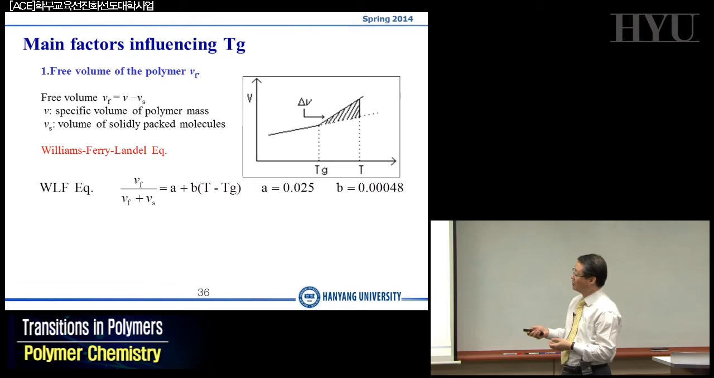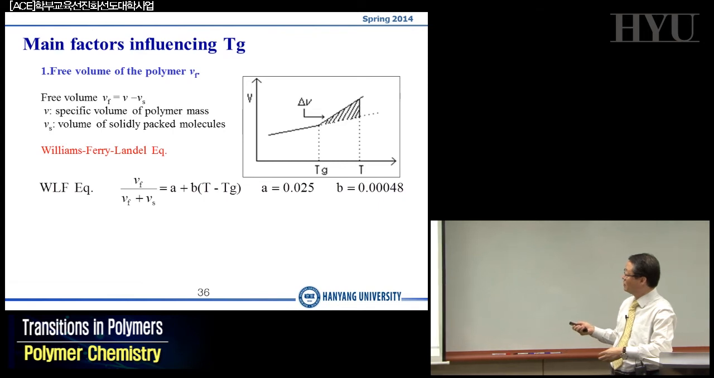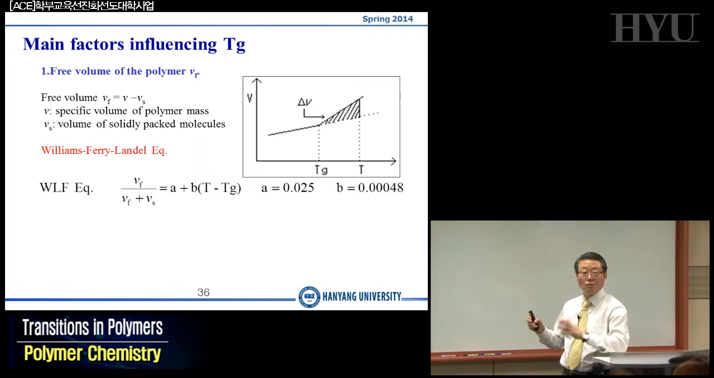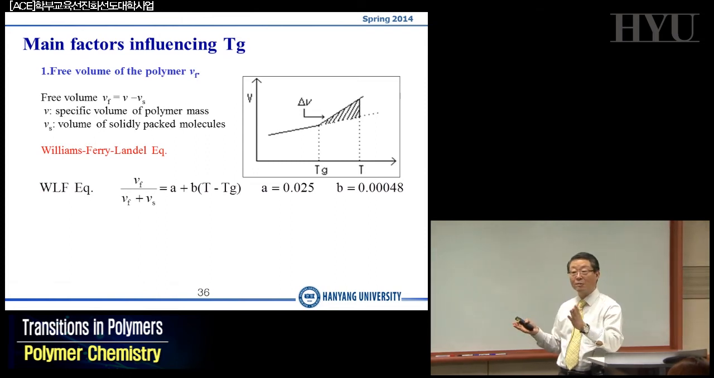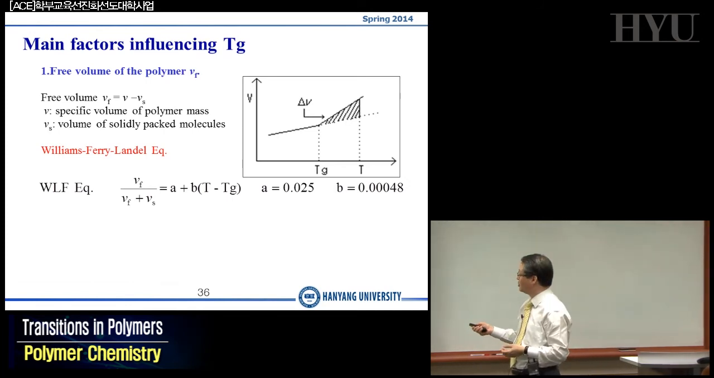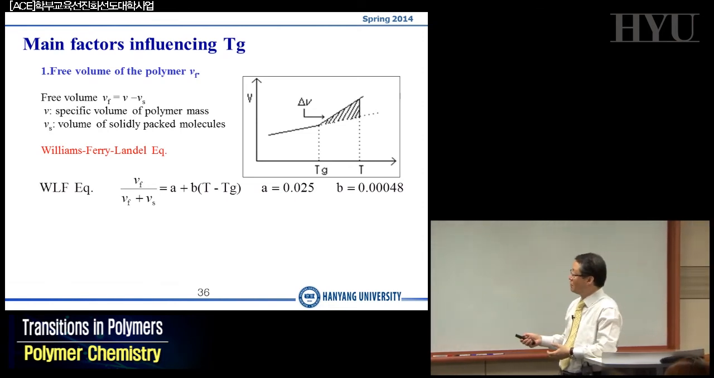According to their definition, the free volume fraction can be described in terms of some temperature T above the transition temperature, T minus Tg, and the volume fraction can be correlated with some constants A and B. And A and B that they detected with several systems could be in this range, according to their experiments.